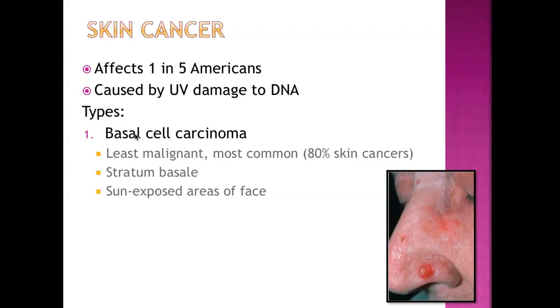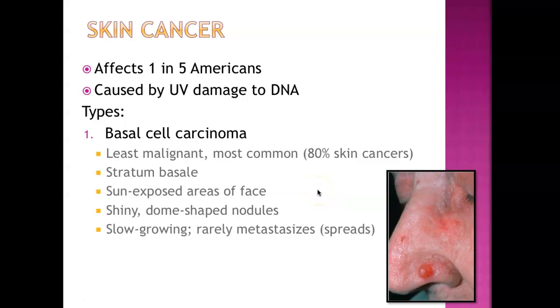And it normally is going to occur in the sun-exposed areas of the face. It's going to cause shiny dome-shaped nodules, kind of like you see on this guy right here. They're very slow growing and they rarely metastasize, which means they rarely spread. And they can be removed by surgery in 99% of cases, and they usually don't cause a lot of problems, but they do need to be dealt with so that they don't get out of control. And so usually when someone says, I've had skin cancer removed from my face, they're usually talking about a basal cell carcinoma like this that is caused by just going out into the sun too much.